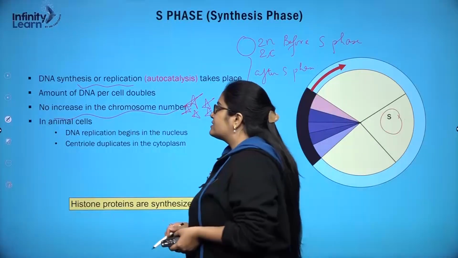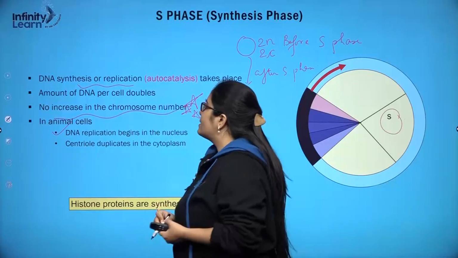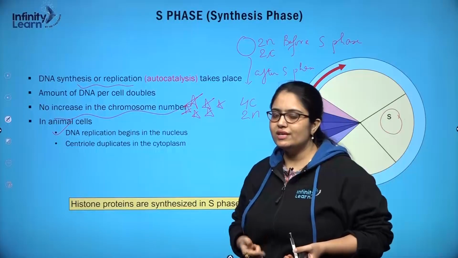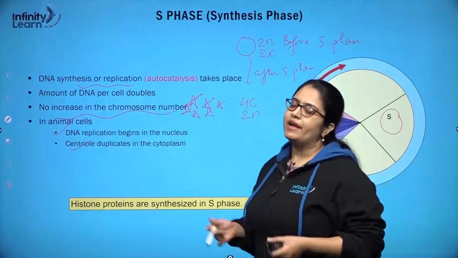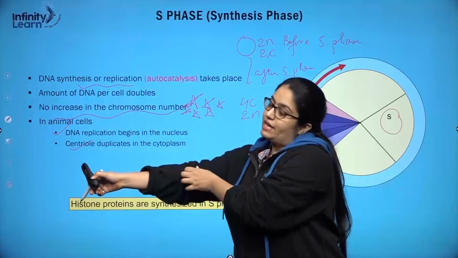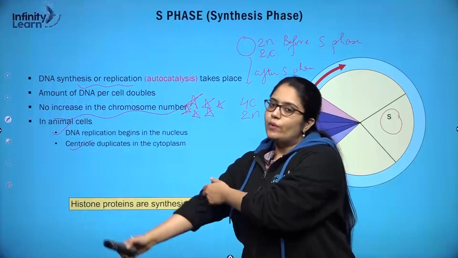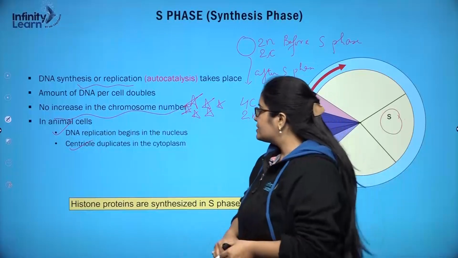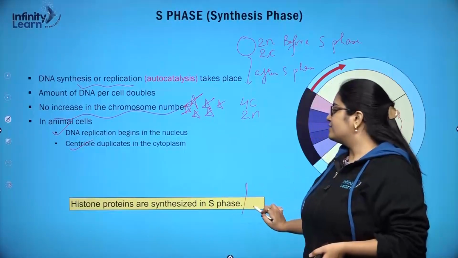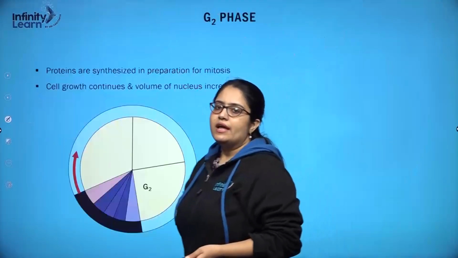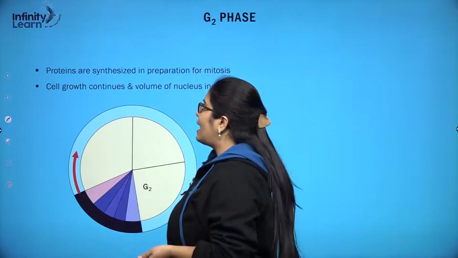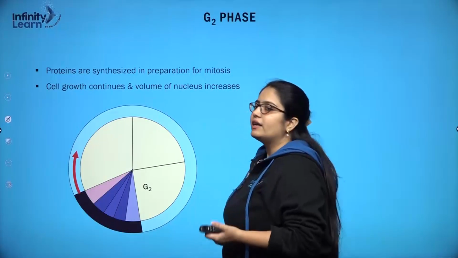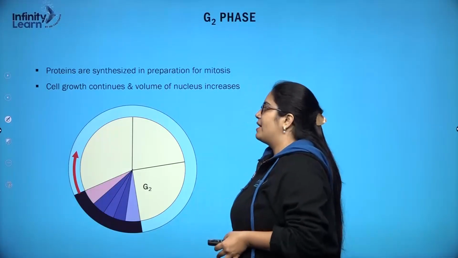Next, in animal cells, my dear students, DNA का replication begins inside the nucleus and centrioles will duplicate in the cytoplasm. इस पे भी NTA ने question पूछा है several times. Please remember this. One also very important fact that you need to remember is histone proteins are synthesized during S phase. Histone proteins are required for packaging the double helical DNA into the chromatin format.